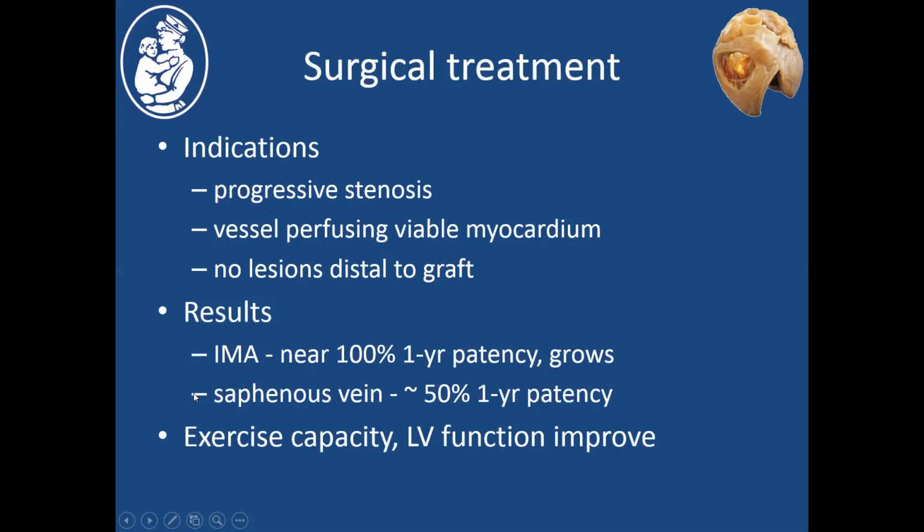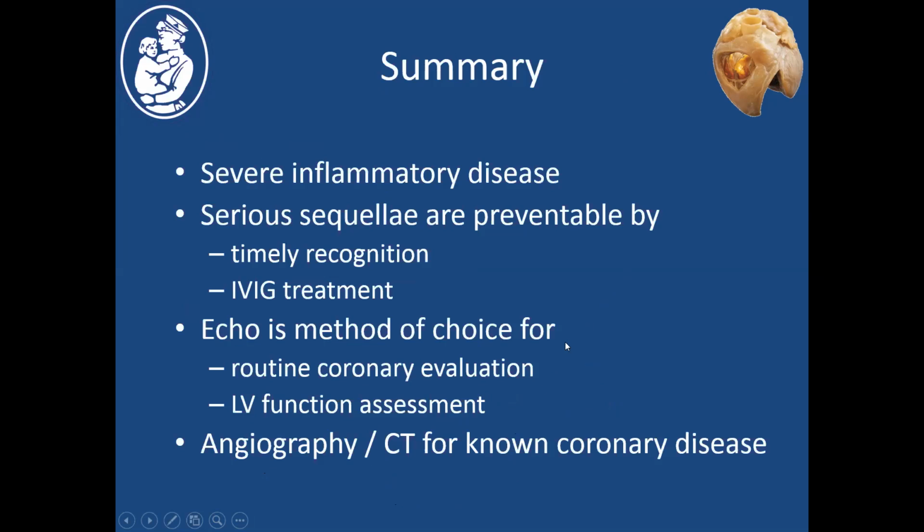The results for IMA, internal mammary artery bypass grafts, is nearly 100% one-year patency. These are Japanese data where most of the experience is, and this seems to grow along with the patient. Saphenous vein grafts have a much worse patency rate, just like in adult patients, and are used much less. Revascularization can certainly lead to improved exercise capacity and improvement in left ventricular function.